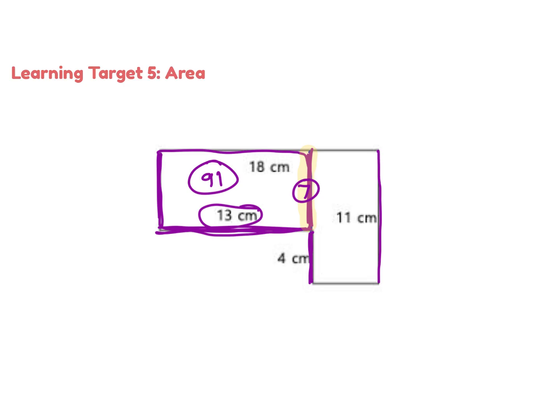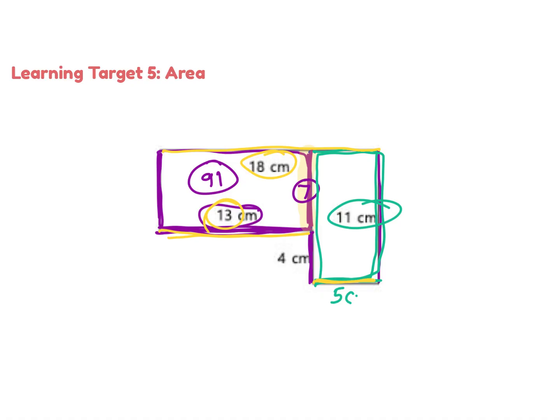Then the second rectangle, we're going to actually call it the green rectangle here since I used so much other colors on it. Okay, this green rectangle, I see that I have a height of 11, but my base is unknown. Well, if we look here, we can see that this is 18 and this part of it is 13. So what's left for this part down here? Did you say 5? You're right. So I'm going to take my base times my height, 5 times 11, and I get 55. So the area of the green rectangle is 55, and the area of the purple rectangle is 91.